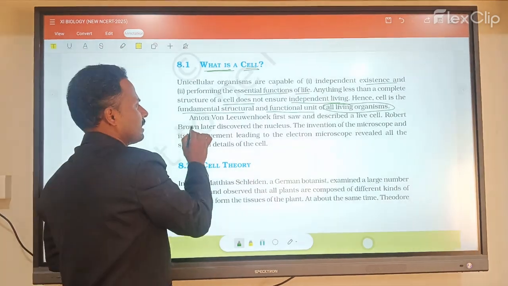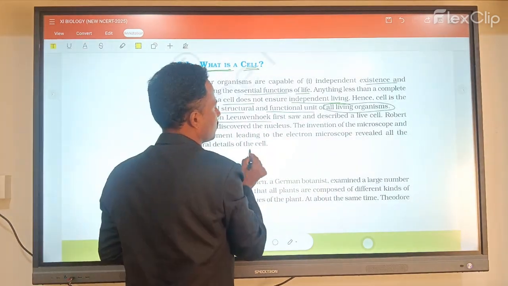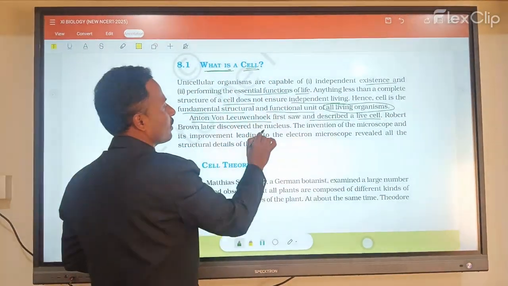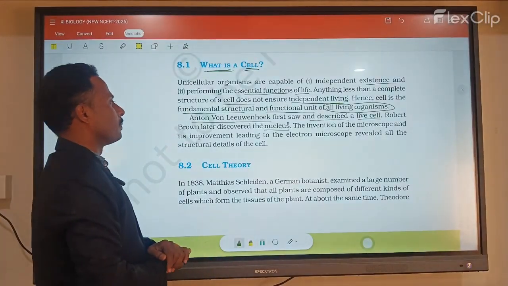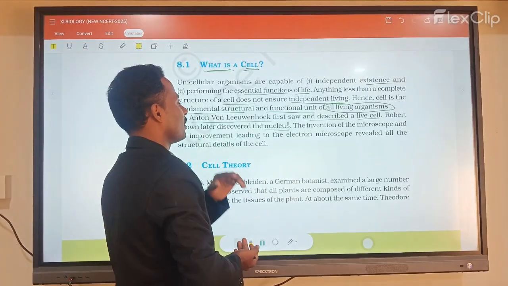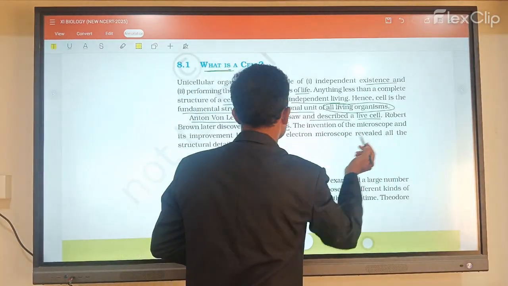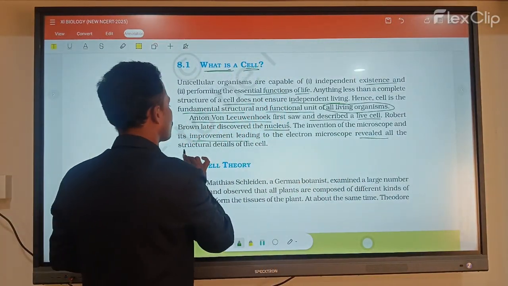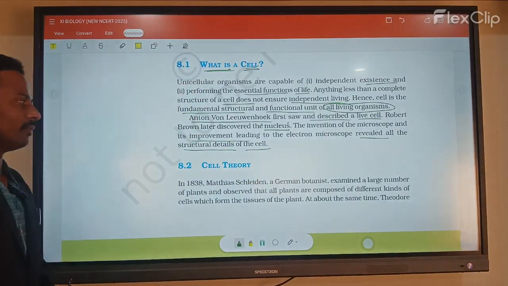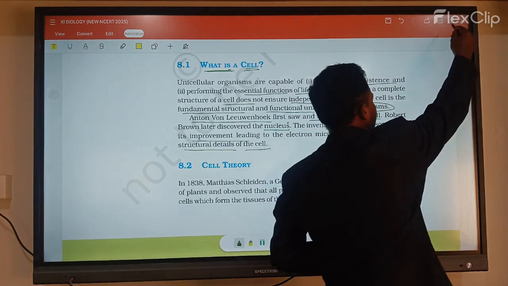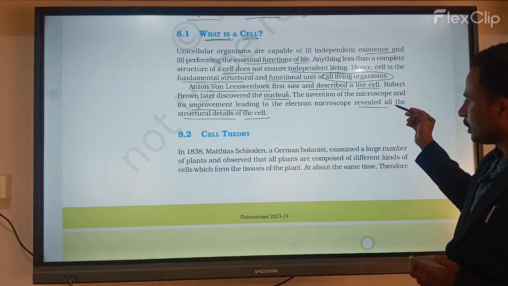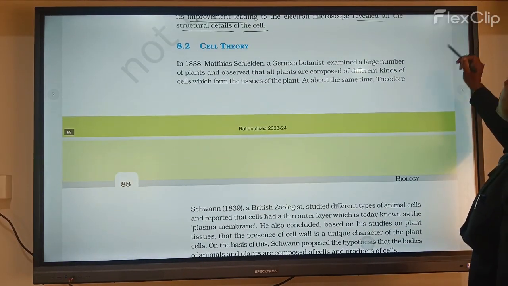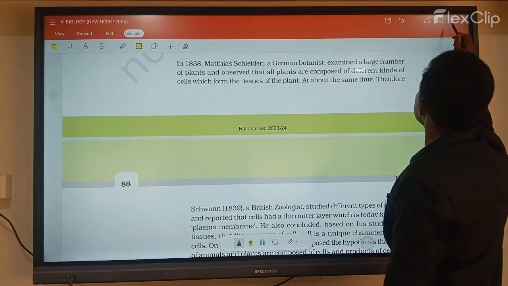The cell was first discovered by the scientist Anthony van Leeuwenhoek, who first saw and described a live cell, and Robert Brown discovered the nucleus. The invention of the microscope and its improvement, leading to the electron microscope, revealed all the structural details of the cell. After the microscope was developed, the cell theory was proposed. Now, what is the cell theory?